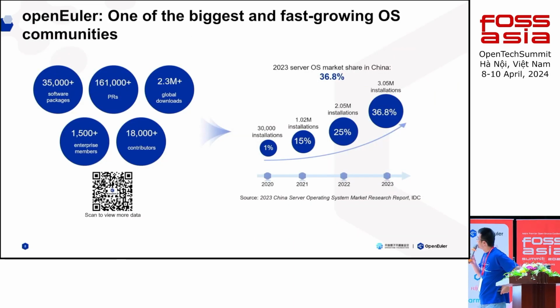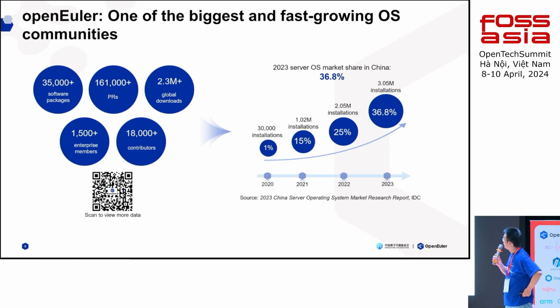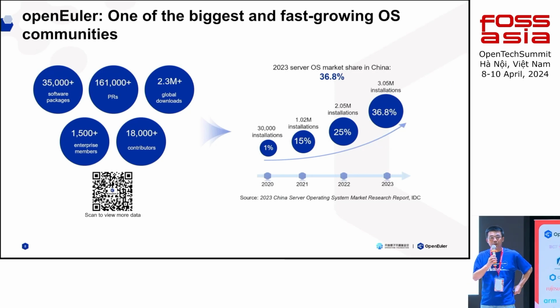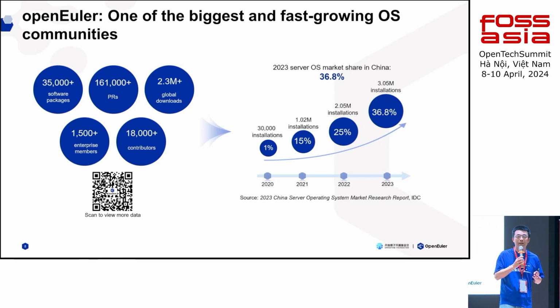Okay, here is the growth of openEuler. openEuler started in 2020, and it was donated to the Open Atom Foundation in 2021. So until now, openEuler is a foundation project. Anyone can get involved in the project.